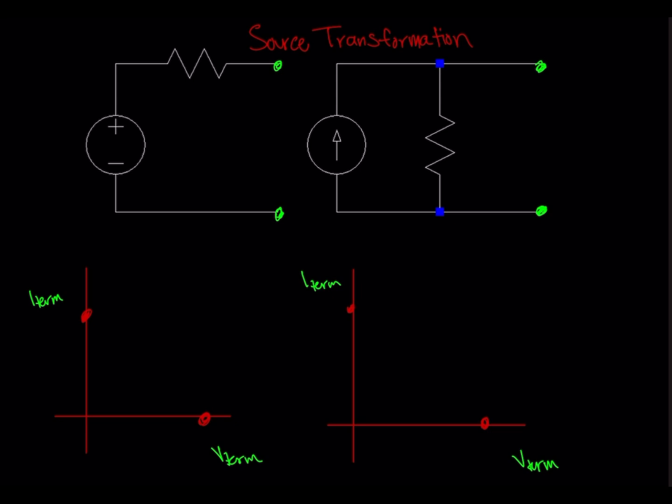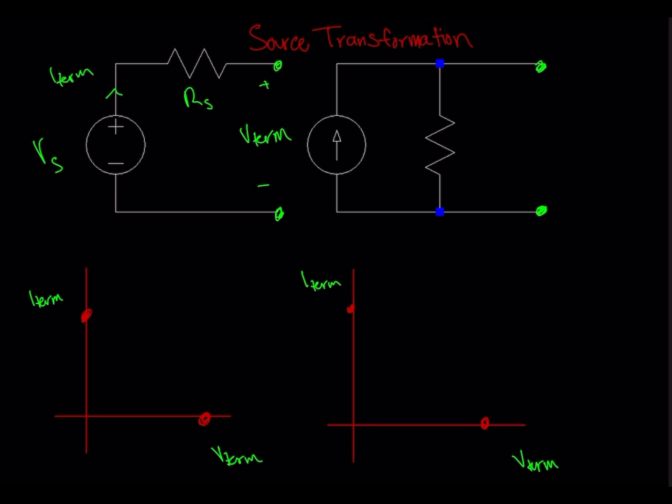We're going to start with the circuit on the left, and we're going to label this voltage here as Vs. This resistor here will be Rs, and then this terminal voltage will be V terminal. And then we can define the current through the conductor as I terminal.